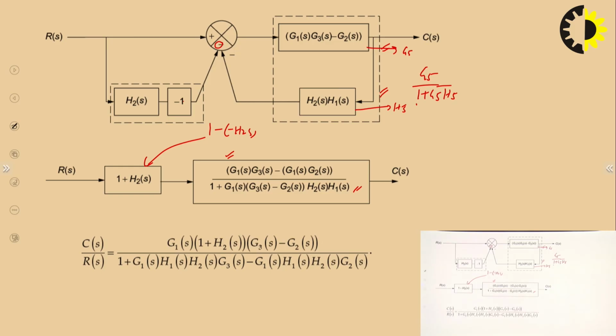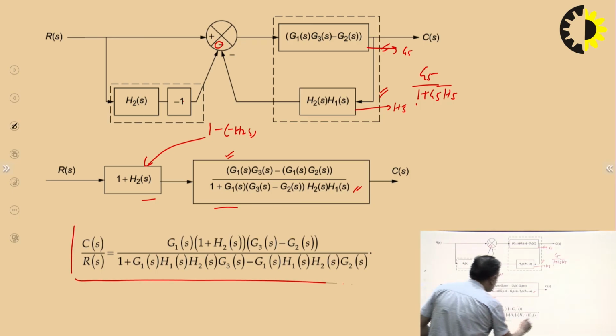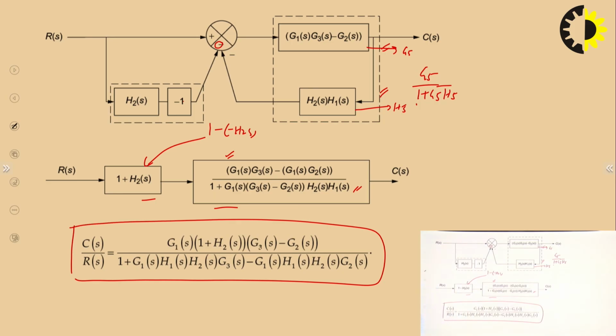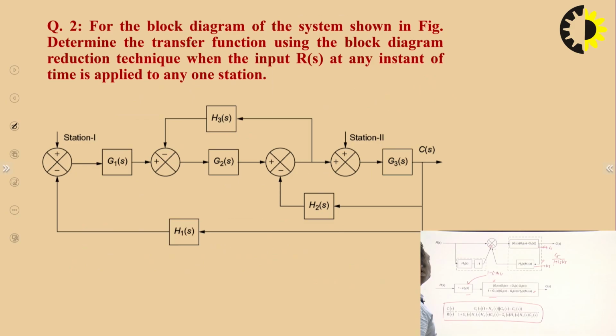Okay. Now simply these two blocks are in series or in cascade. So you will multiply these two blocks simply to get the overall transfer function of the given system. So C(s) by R(s) is this one multiplied by this upon this. So this is basically the overall transfer function for the given system. Okay. So let us take another example.